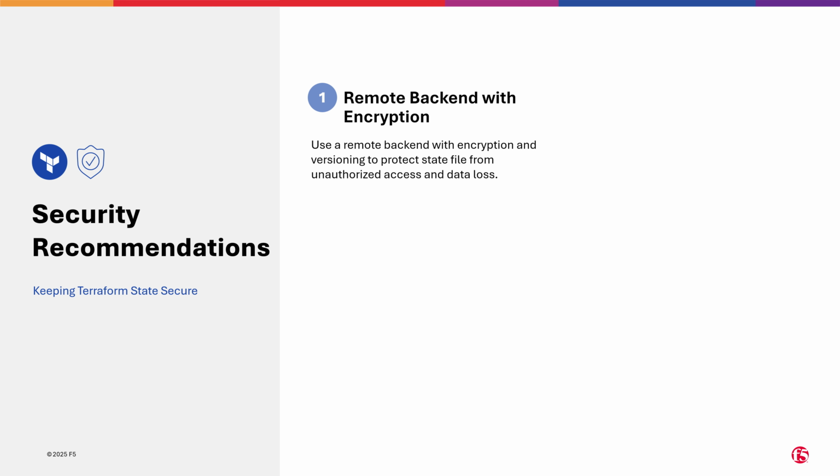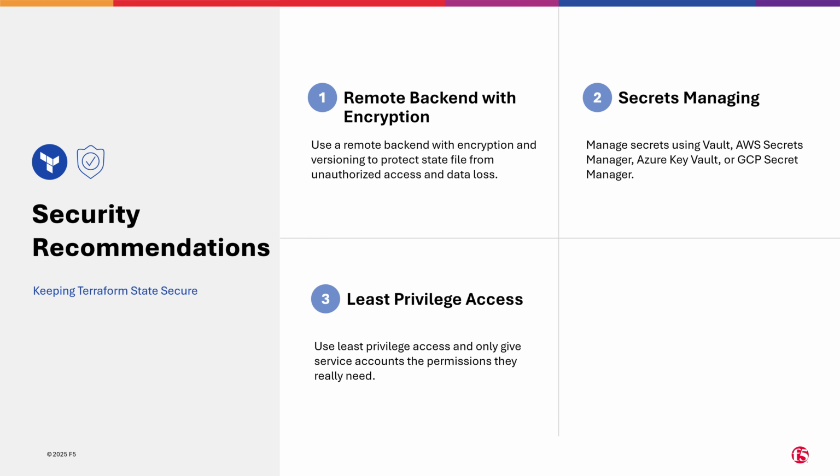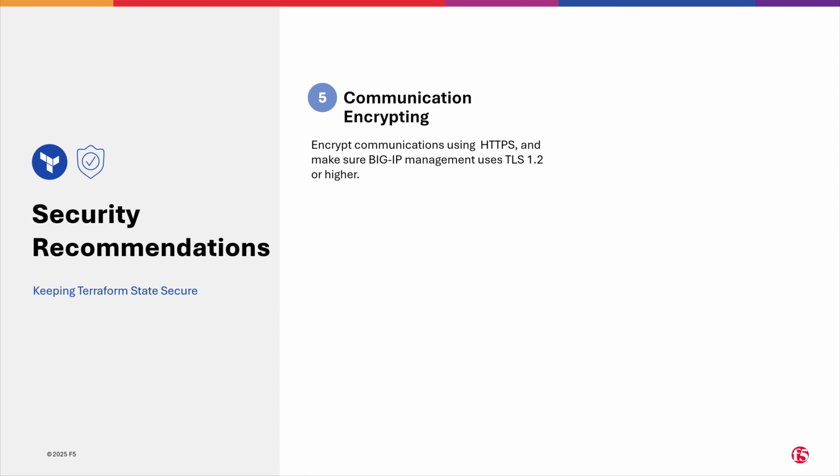Use a remote backend with encryption and versioning, such as AWS S3 with server-side encryption or Terraform Cloud. Encrypt the state file at rest and in transit to protect from unauthorized access and sensitive data loss, such as access keys and passwords. Manage secrets properly. Use Vault, AWS Secrets Manager, Azure Key Vault, or GCP Secret Manager. Use least privilege access. Only give service accounts the permissions they really need. Enable audit logging on S3 and send BIG-IP logs to a SIEM system like Splunk or ELK. Always encrypt communications. Use HTTPS, encrypt your state file, and make sure BIG-IP management uses TLS 1.2 or higher.